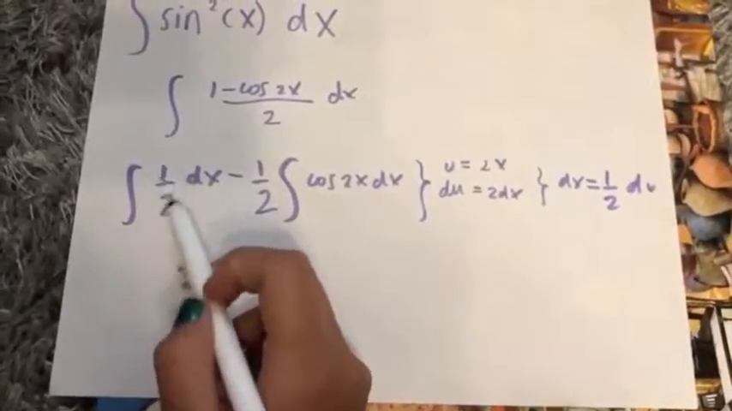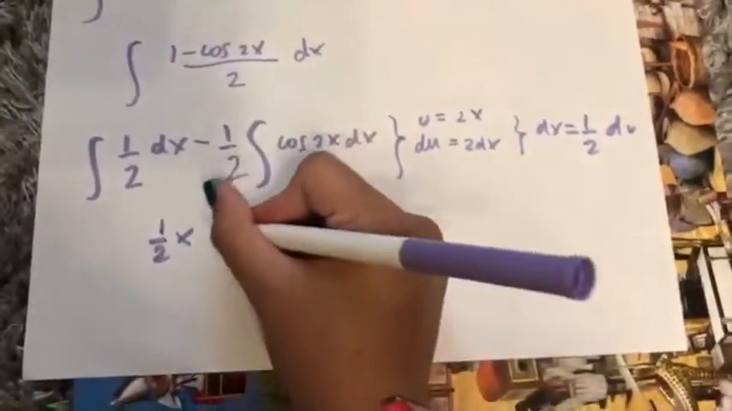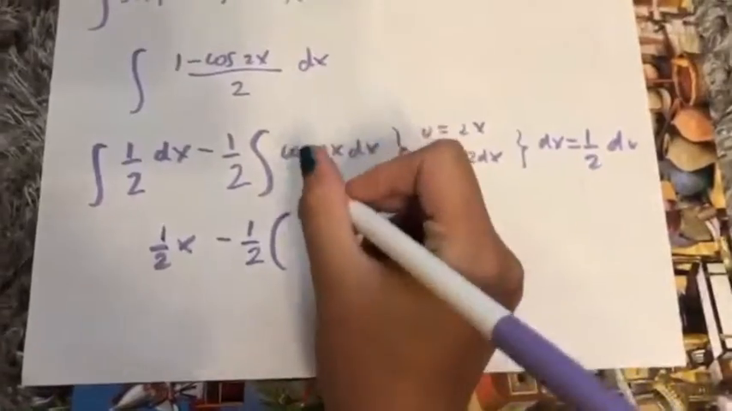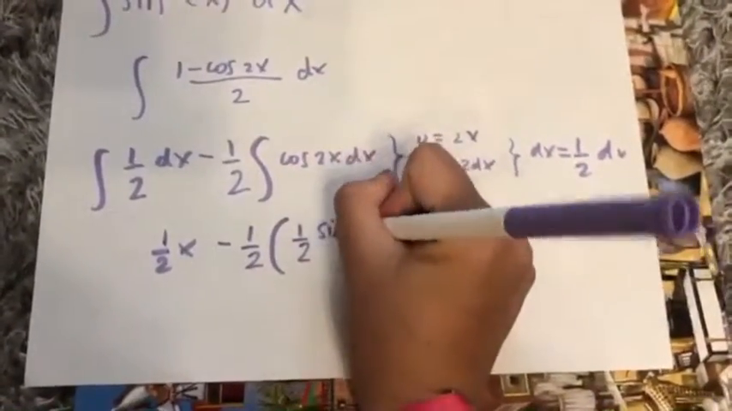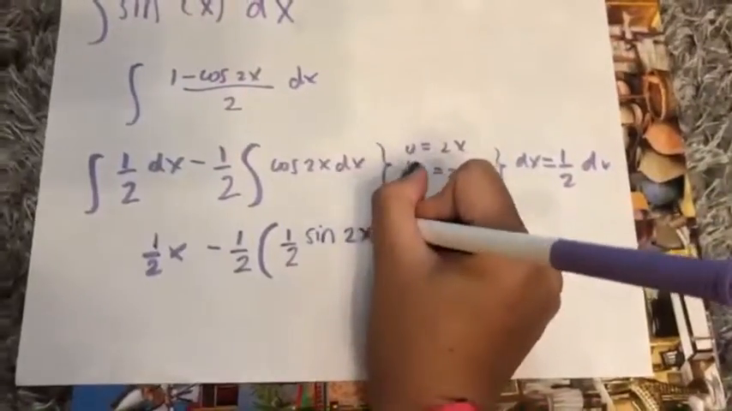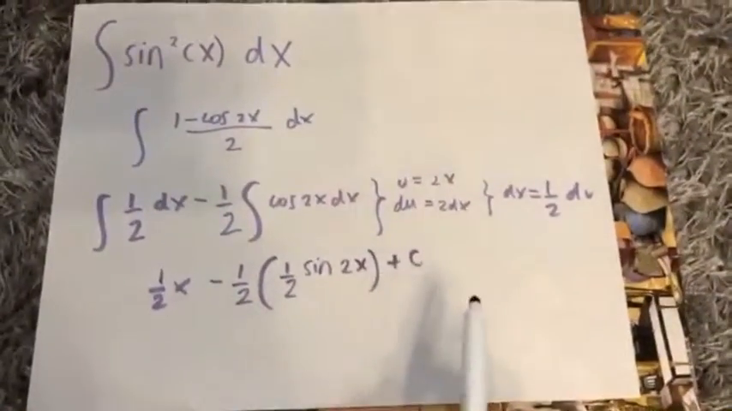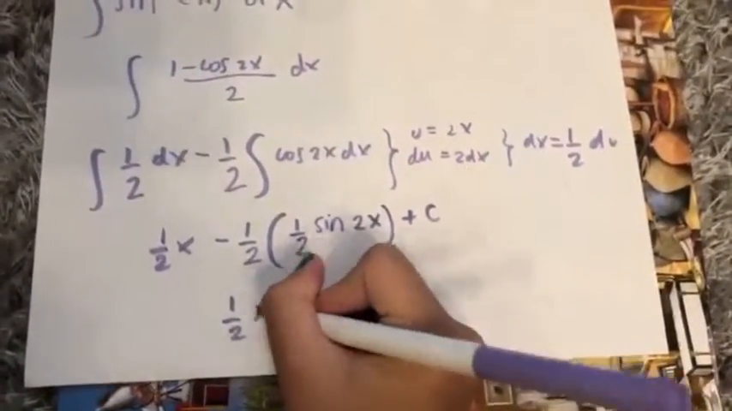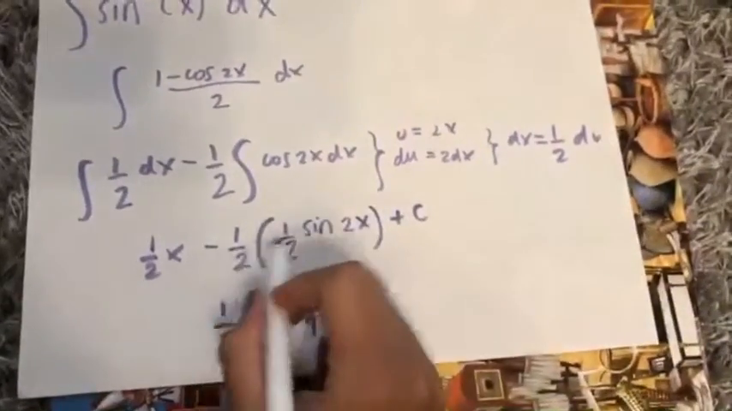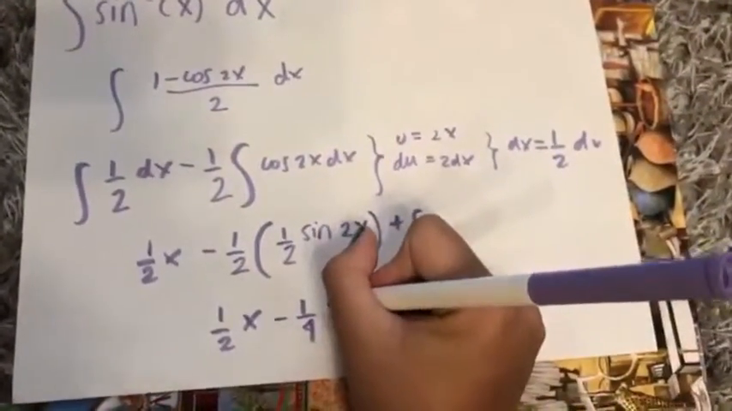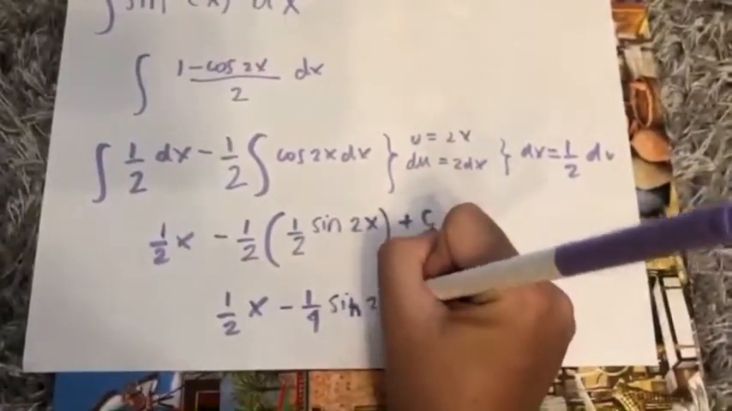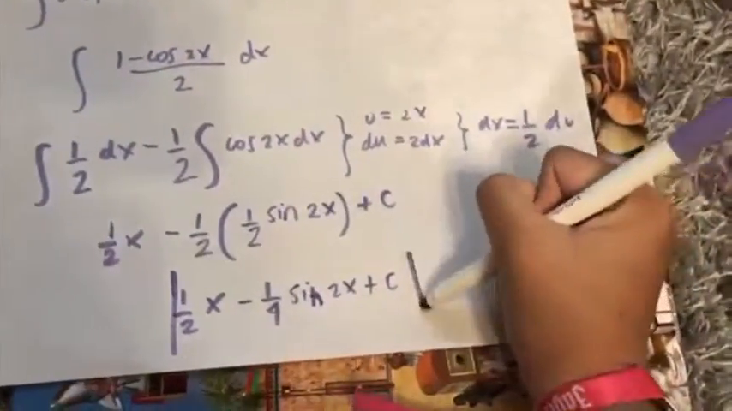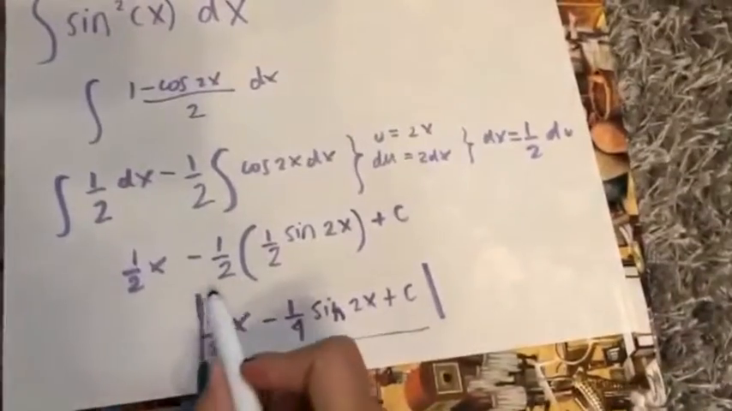Here, since we don't have any x, we just have to add it, minus 1/2, which is this part, we just leave it the same, times 1/2 of sine, which is the integral of cosine of 2x, plus c. Now we just have to simplify this little part here, which will give us 1/2 of x minus 1/4, which is the multiplication of this with this, of sine of 2x plus c. It's very easy and really not that complicated.